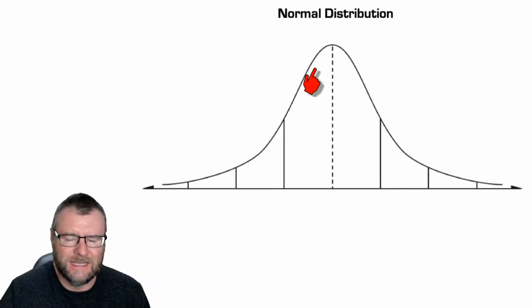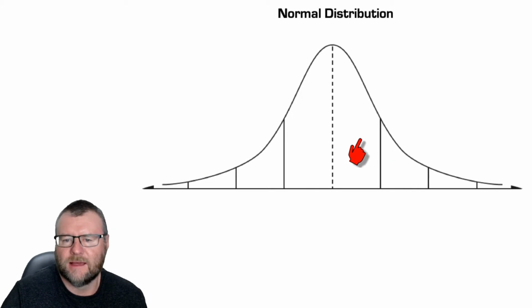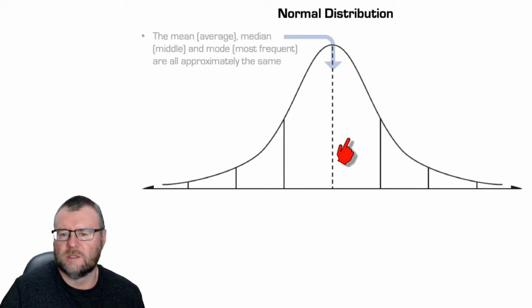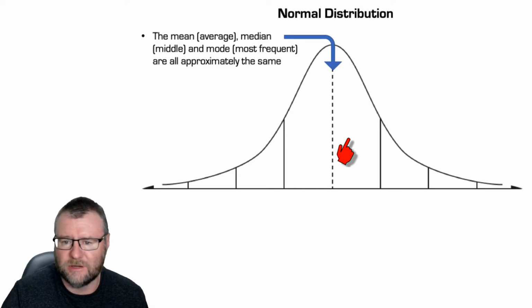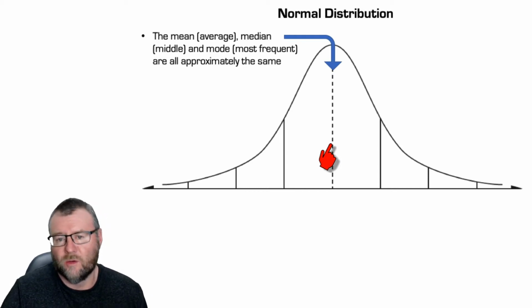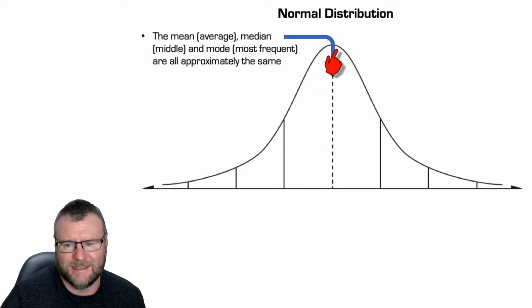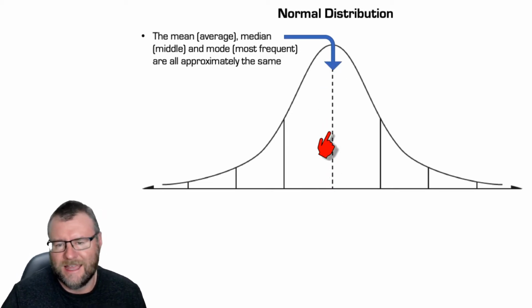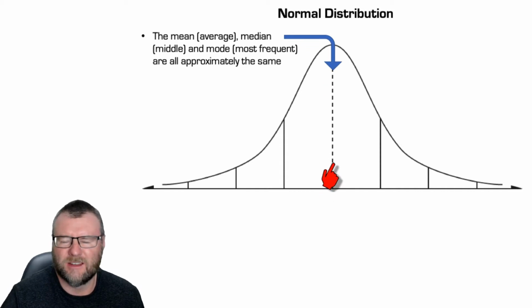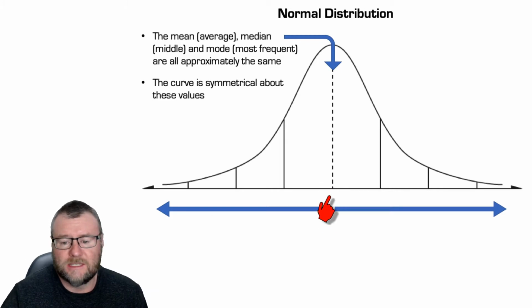And there are some things about our data and normal distribution that are common to all of these normal distribution type curves. First thing is that the mean, or the average, the median, the middle score, and the mode, which is the most frequent score, are all approximately the same. They're all in the center of our normal distribution curve. So your average, your middle score, and your mode are all going to be somewhere around the middle of our data, approximately.